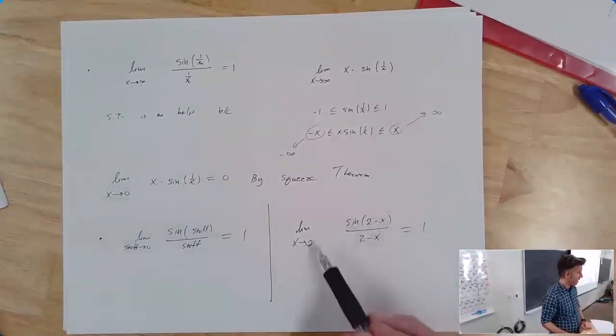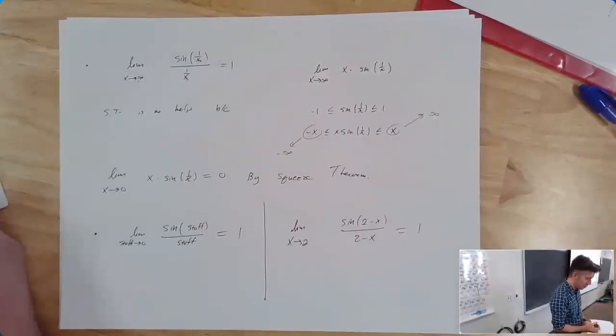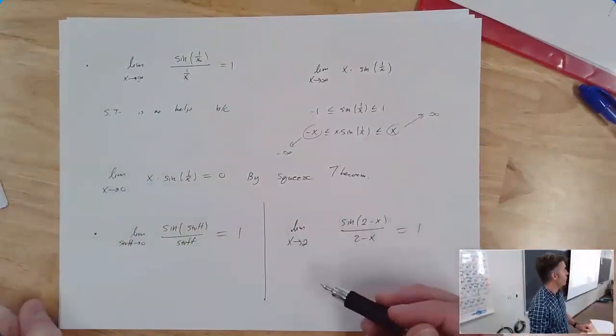Here you could easily use L'Hopital's rule though. Here you could also use L'Hopital's rule. Right? They're both 0 over 0. But you could also use the rule that we know from before.